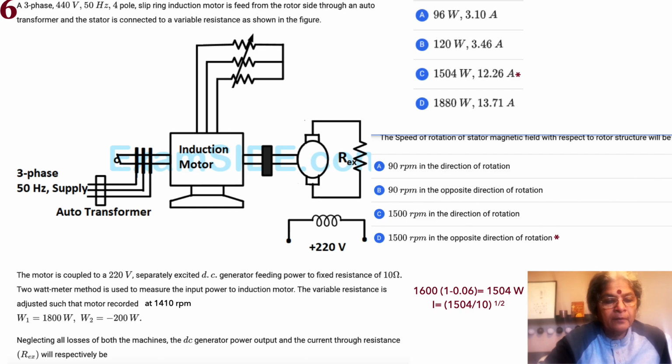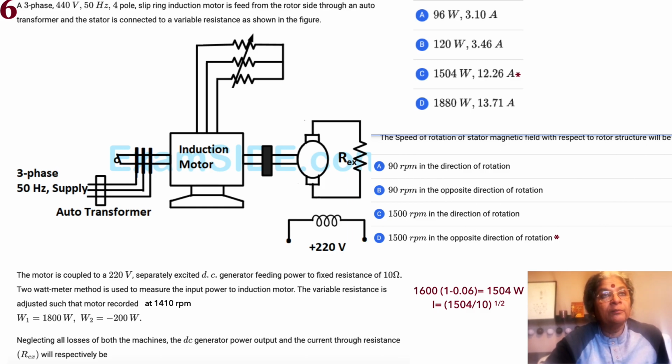Okay, the two wattmeter method is used to measure the input power to the induction motor. The variable resistance is adjusted such that the motor runs at 1410 rpm. So the machine is a 4-pole 50 hertz one. The synchronous speed is 1500. It runs at a speed of 1410 rpm, which means that there's a slip, and the slip is given by 90 divided by 1500, or 6%. Okay, so I suppose that's clear.